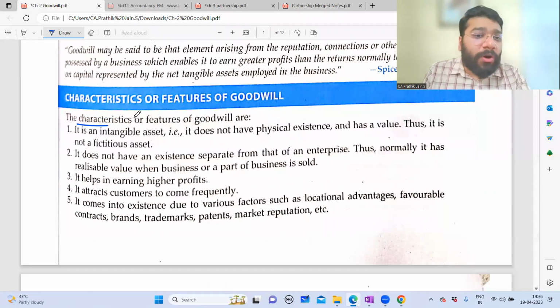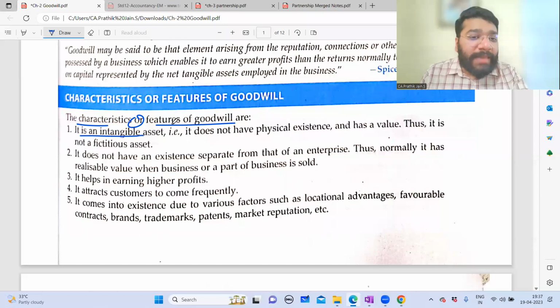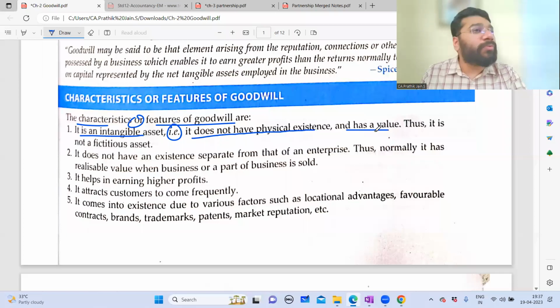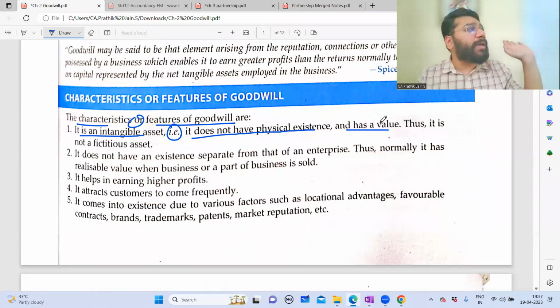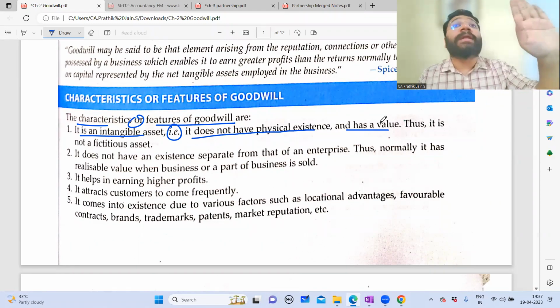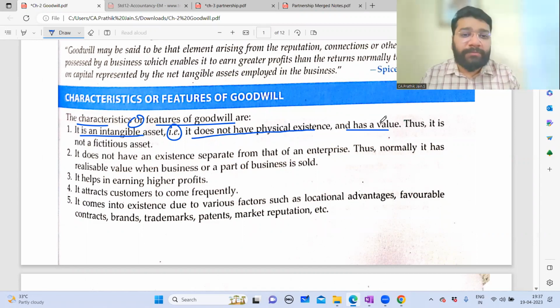The characteristics or features of goodwill. Goodwill is an intangible asset, that is, it does not have any physical existence, but it has a value. Guys, an intangible asset is an asset which cannot be touched, but it has got a value. It does not have any physical form, but it has a value. So, I'm recording. Now let's suppose Annapurna is paying 40 lakhs for goodwill. What is the journal entry for that?